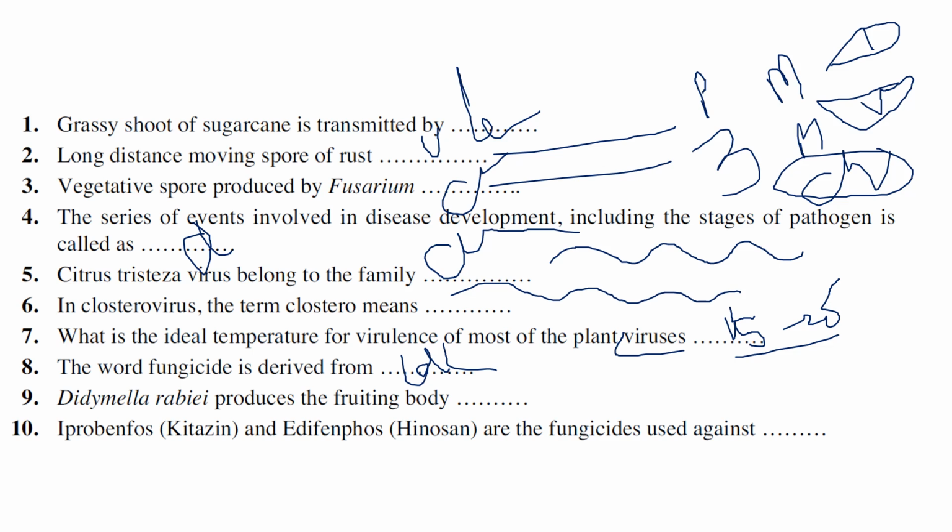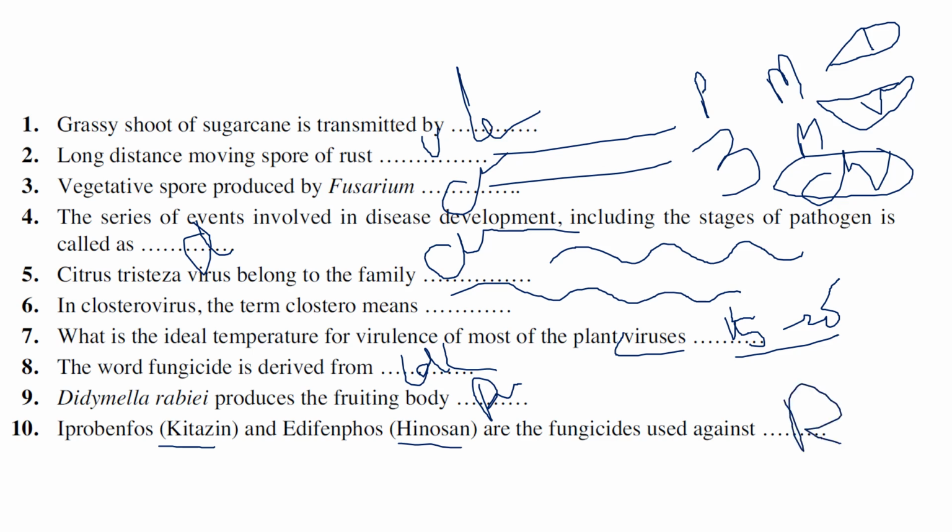Didymella rabiei produces the fruiting bodies. So Didymella generally produces the fruiting body pycnidia, okay? So the next one is iprobenfos, the trade name is Kitazin. Edifenphos, the trade name is Hinosan, are fungicides especially used against rice blast disease.